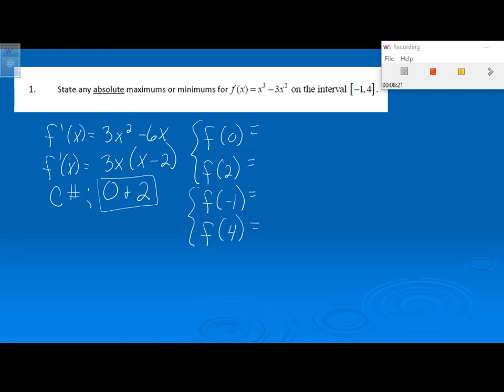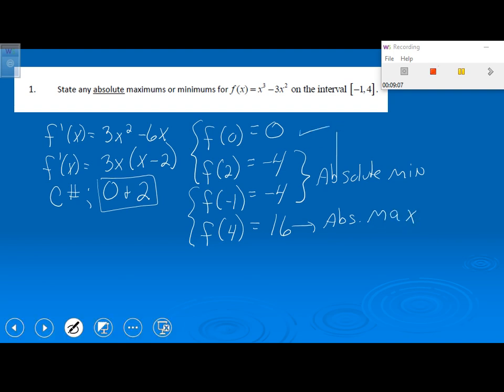Now, anytime you want the y values, we go back to the original. So when I plug in 0 into the original, I get 0. When I plug in 2, I got -4. When I plugged in -1, I also got -4. And when I plugged in 4, I got 16. So guys, we found our derivative, set it equal to 0, plugged them into y. Now when I look at this, I got a tie for my absolute minimum. And right here is going to be my absolute maximum.